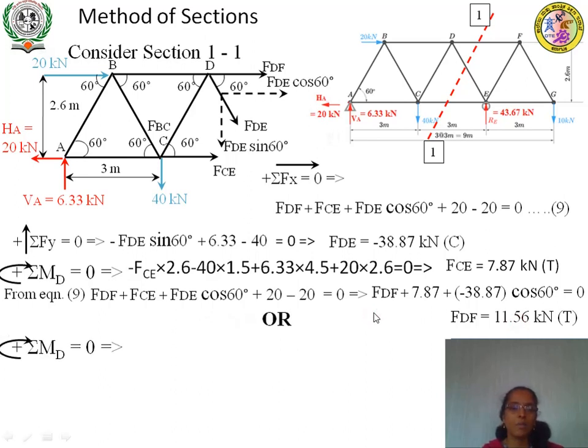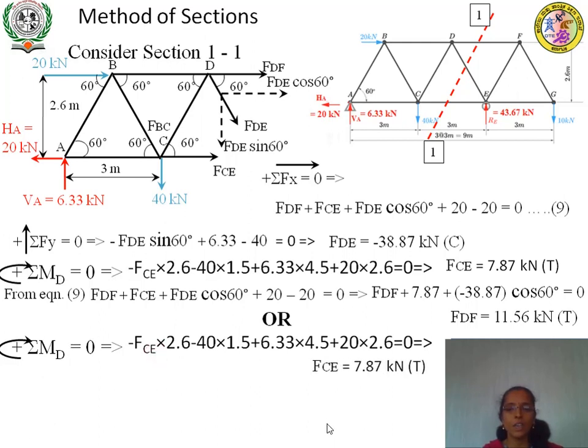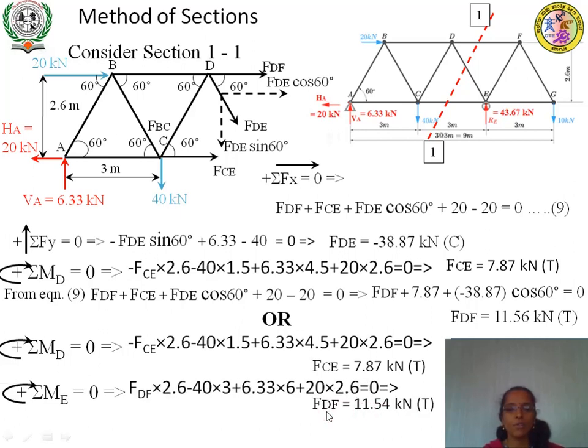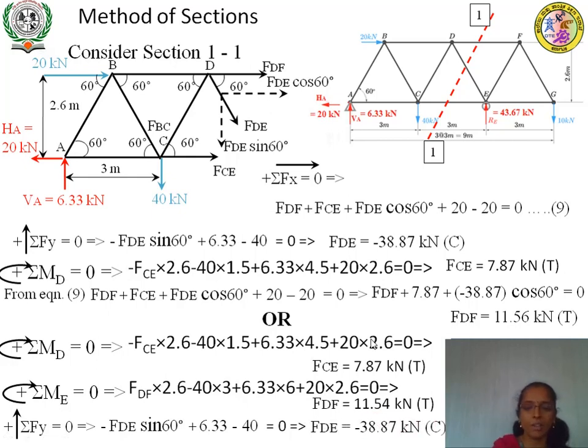Similarly, you can apply moments at different points. At D, if you apply it, you will get FCE, and at E, if you apply, you will get FDF as 11.54, and you can try Fy equal to 0, so that you can get FDE. So either you can consider the left part or the right part, you will get the same answer. You can reduce the computation by selecting a section in such a way that the unknown members as well as the reactive components or applied forces are minimized. So you have to keep that in mind.